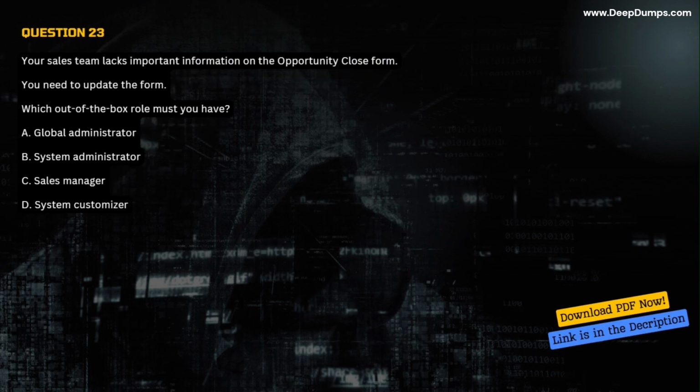Question 23. Your sales team lacks important information on the opportunity close form. You need to update the form. Which out-of-the-box role must you have? A. Global Administrator. B. System Administrator. C. Sales Manager. D. System Customizer. Correct answer: B. System Administrator.